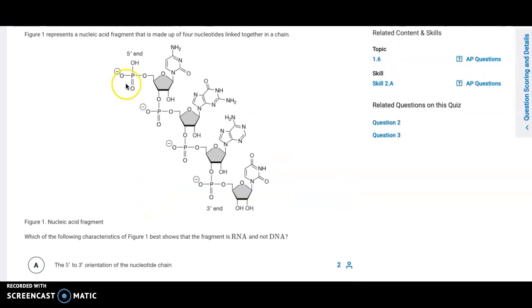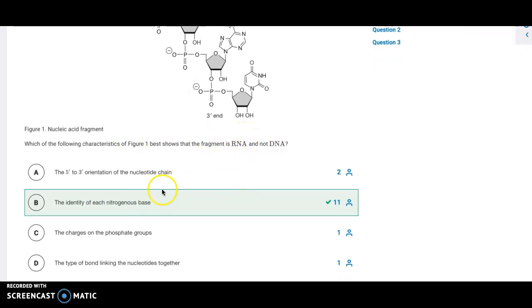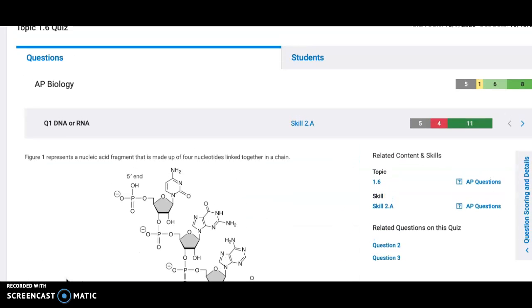The identity of each nitrogenous base, if we knew the identity of each of these bases, then we would be able to tell the difference between them. That would show the difference. The charges on the phosphate groups are the same for all of them. And then the types of bonds that link the nucleotides together, again, it's the same for all of them. So these 3 things, A, C, and D, are the same for DNA and RNA, so that wouldn't help us differentiate them. The only possible correct answer here is the identity of the nitrogenous base.